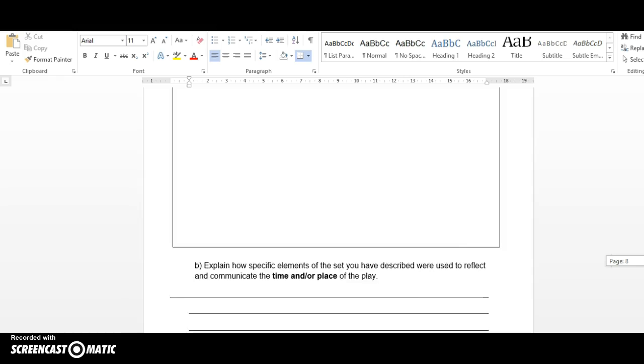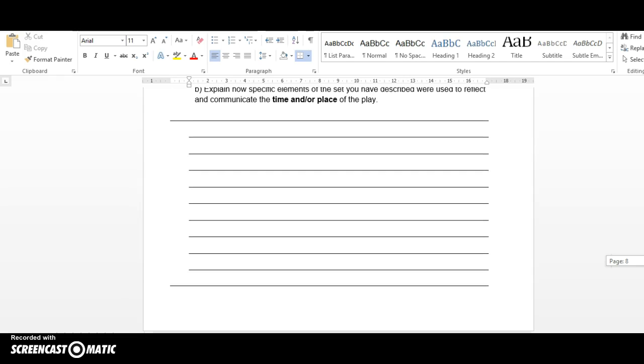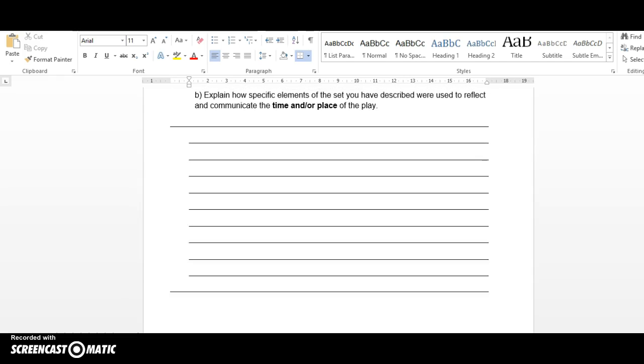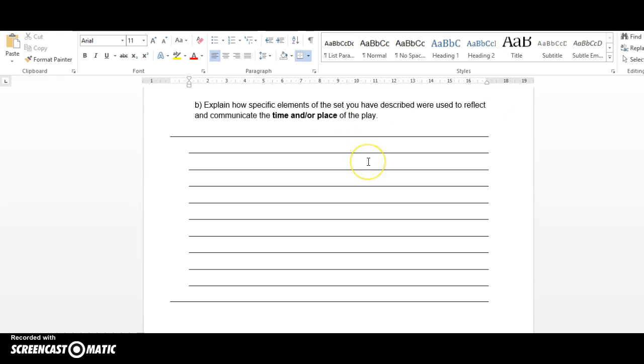It's really important. Okay, so the second thing that you have to do is you have to talk about how the specific elements of the set you have described were used to reflect and communicate the time and place of the play. So I think what's really important is that the first thing, we're talking about time and place of the play. This is very much a generic setting. It could take place in any country.